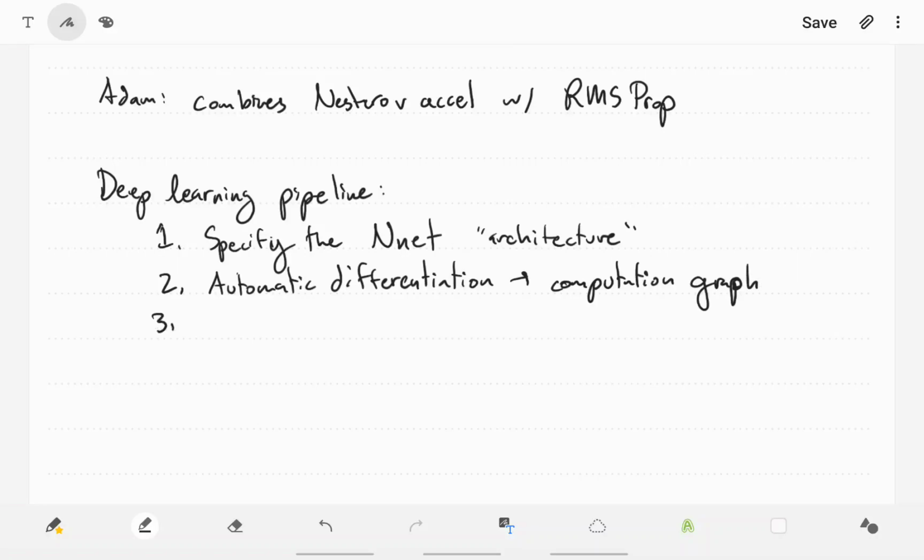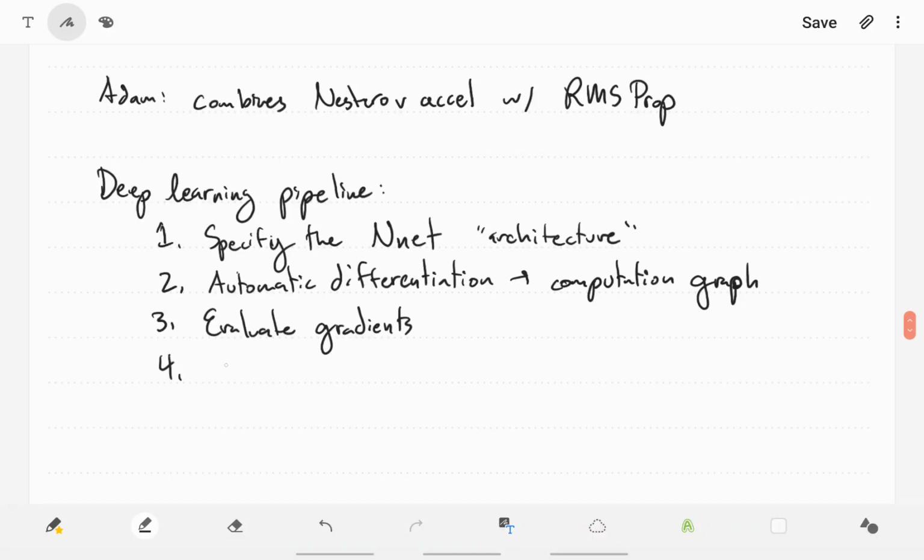Okay, so 3, you then evaluate the gradients. Right, these gradients. And then use these gradients in an SGD type solver. So use them in your optimizer, which will actually apply the gradients to the parameters.